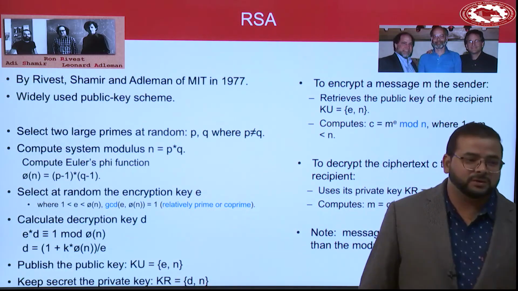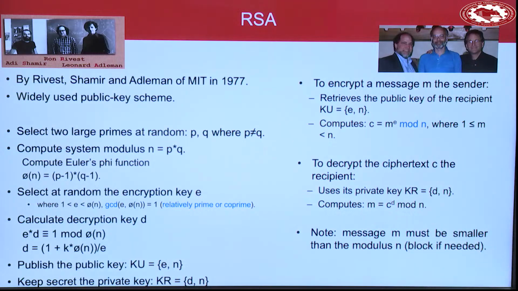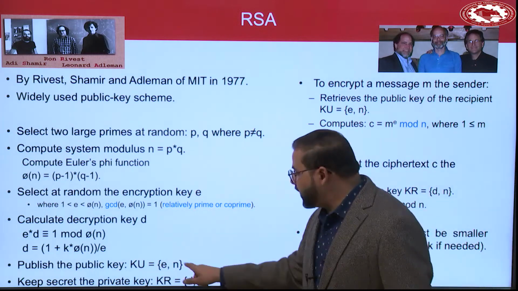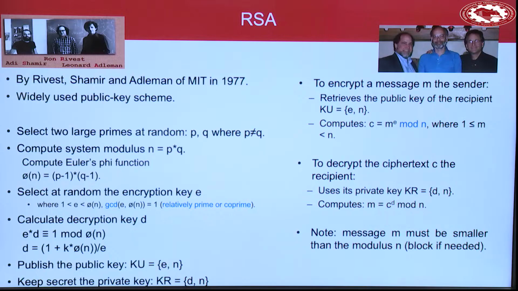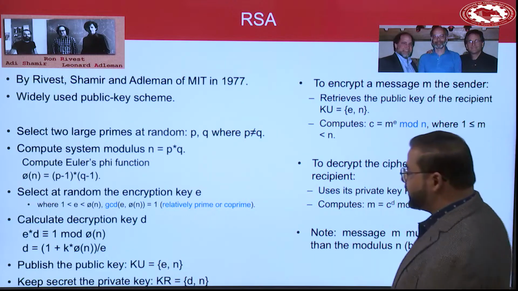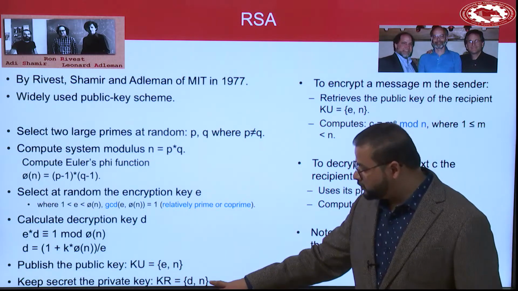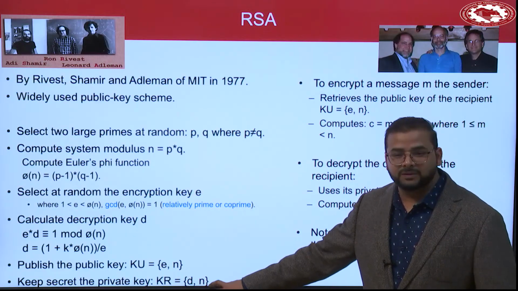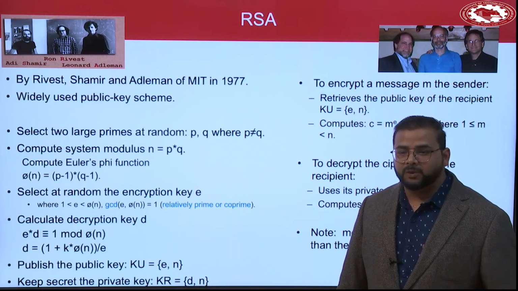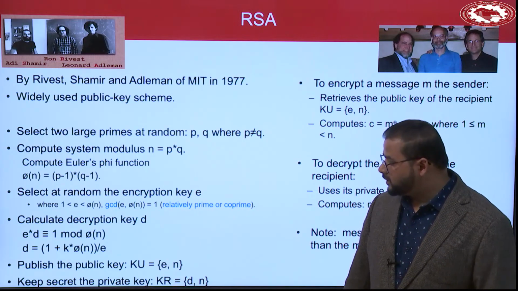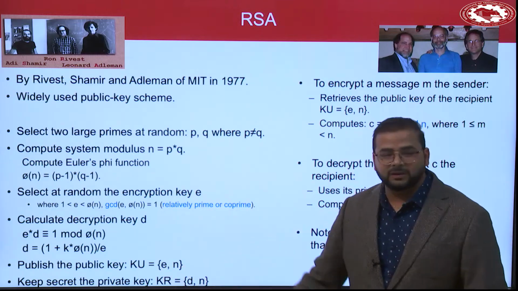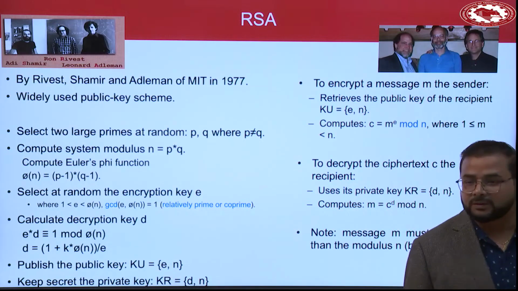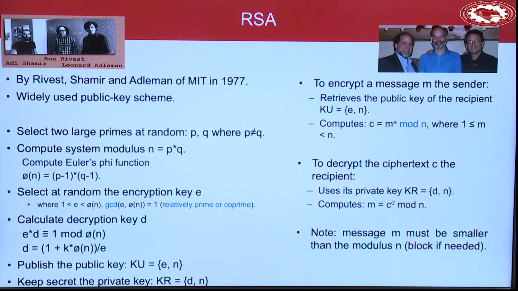Now, what is the catch here? I'm saying anyone can know E and n. What are the things that they cannot derive out of it? What do you need in order to crack it? Let's say the attacker also knows this. Can they crack it? What do they need to know in order to crack it? Or what additional information do they need apart from E and n?